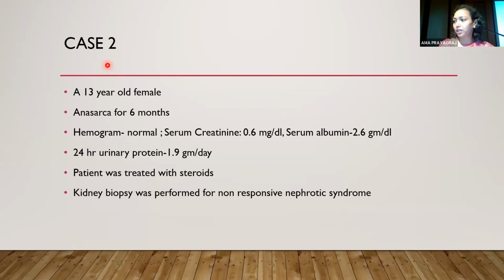Another case of a 13-year-old female who had anasarca for 6 months. Her hemogram was normal. Serum creatinine was 0.6.